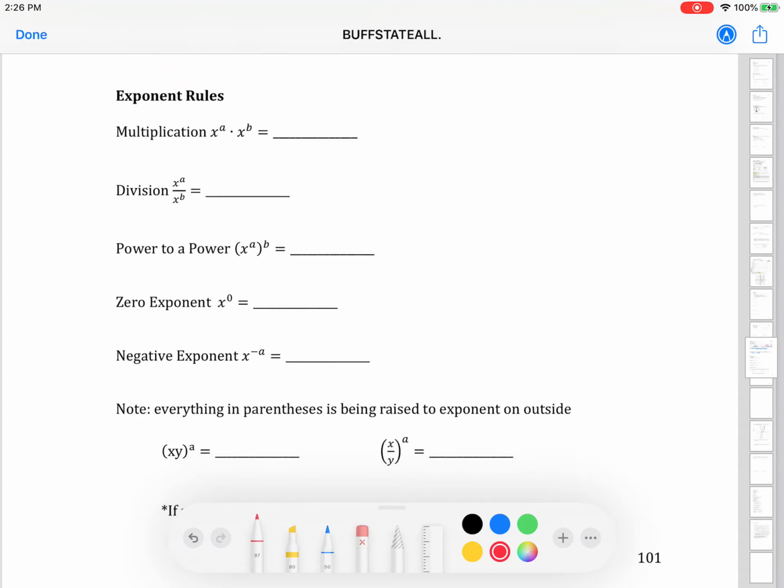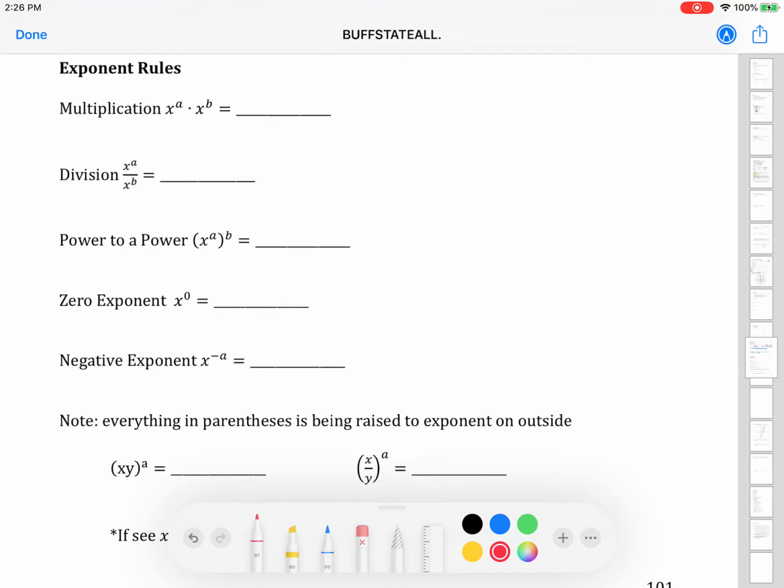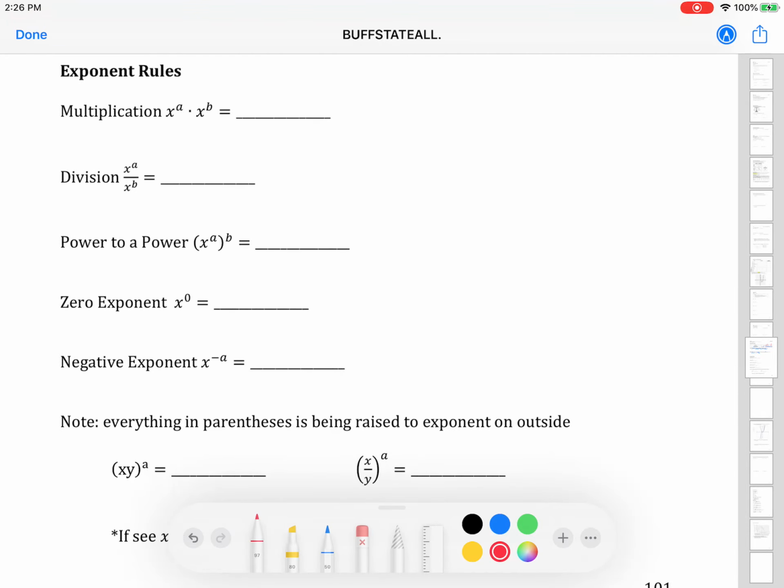So those are perfect squares and perfect cubes. Now we're going to dig into some exponent rules. Exponent rules we know a lot of already because we've done some exercises with them. We just haven't actually gone over the exact rule yet. So when you're multiplying two terms together, the rule is that you add your exponents.